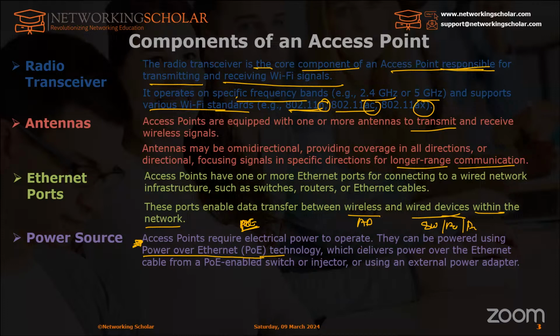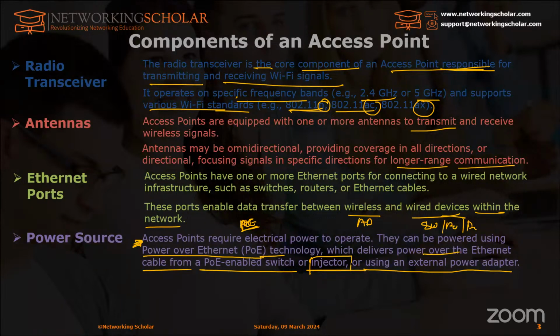Power over Ethernet devices can provide power to the wireless devices by delivering power over the Ethernet cable from PoE enabled switches or a PoE injector. We will discuss the PoE injector later, in the fourth section of CCNA. Using an external power source, we can also do that, and that is called an injector.